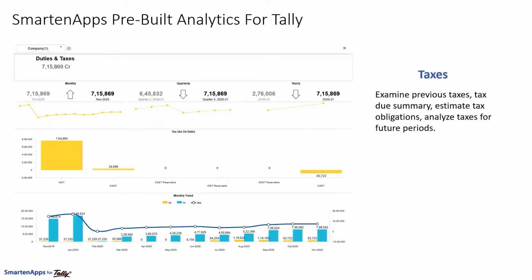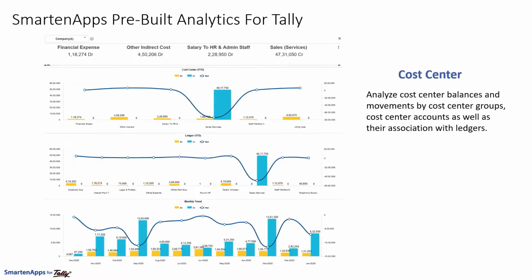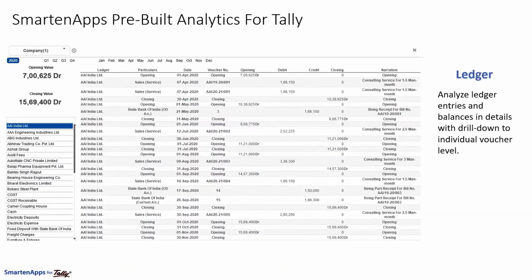Taxes, by different type of taxes, and how you are coping up with your compliances for the taxes. Cost center analysis, if you have defined that, the cost center group and cost center account wise detail analysis is given with the trend. You have access to any ledger with all details to the transactions and stuff at any point of time.